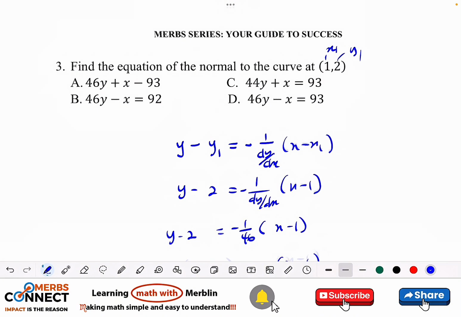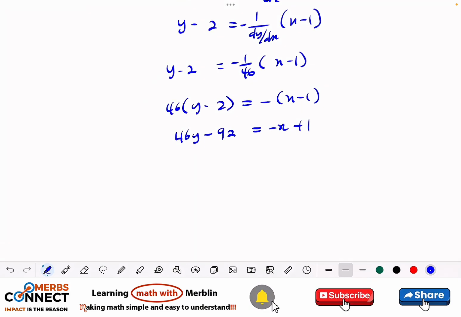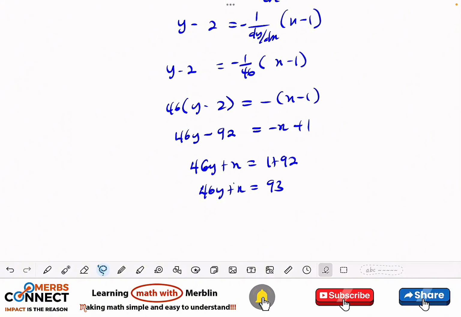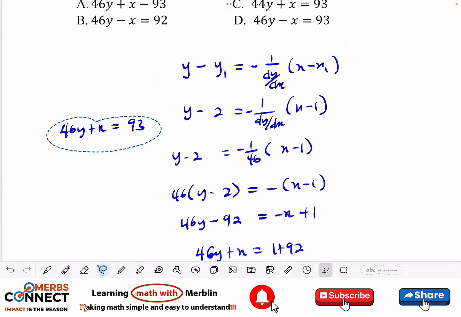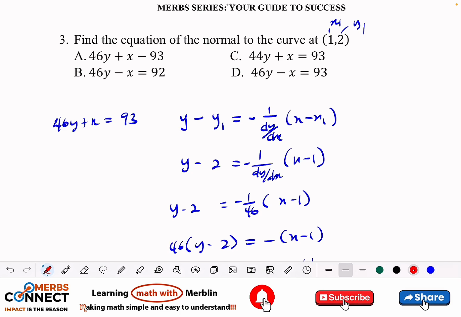So let me look at how they grouped it. Okay. So I move the x to the left, 46y plus x is equal to, I move the 92 to the other side, 1 plus 92, and I'm going to have 46y plus x is equal to 93. So let's move this up there and see if we have the solution there. So 46 plus and then 93. Okay, so we have it there, which is this one.